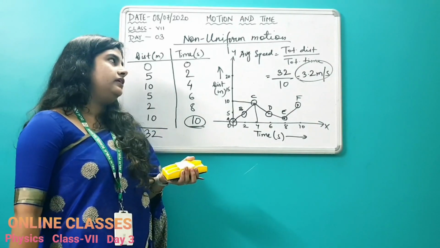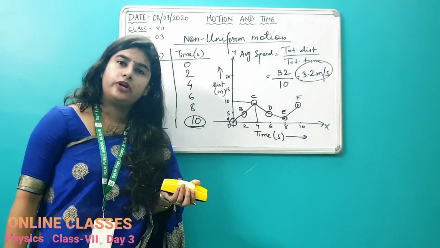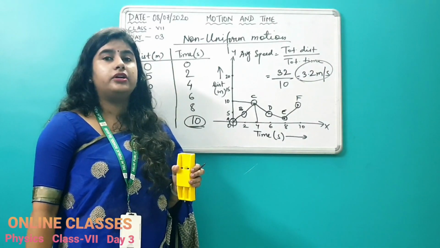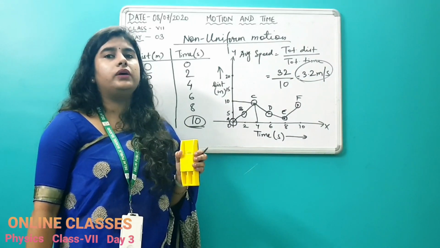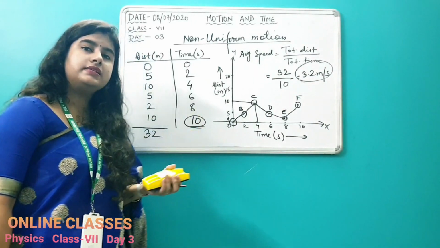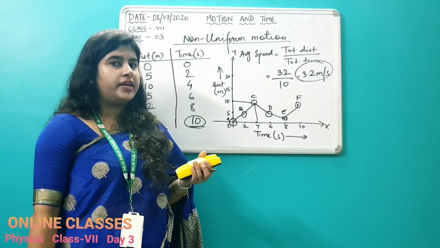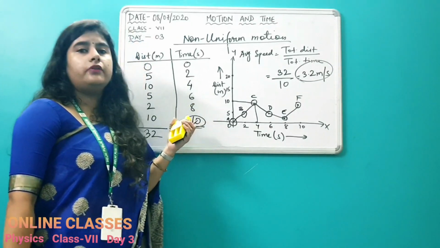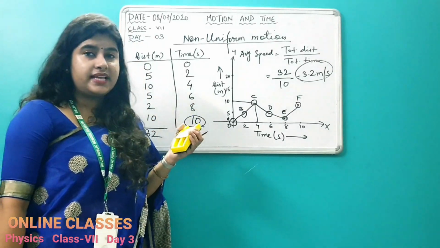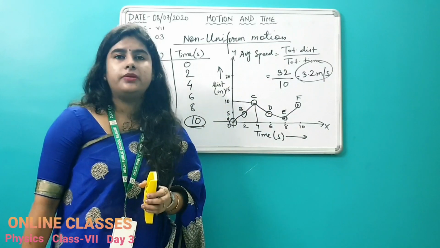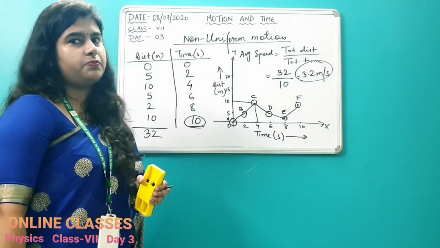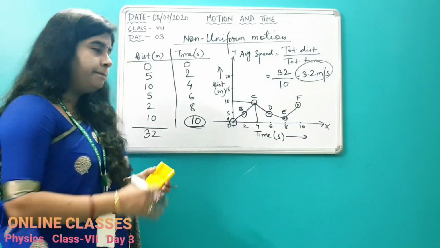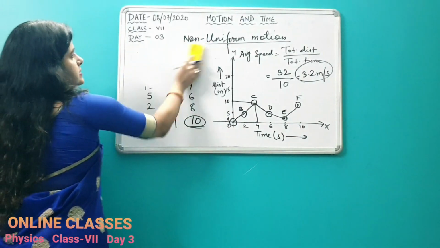So remember that for uniform motion, a body covers equal distance in equal intervals of time. In non-uniform motion, a body covers unequal distance in equal intervals of time. The distance time graph for uniform motion is a straight line. For non-uniform motion, it is not a straight line. Speed of the body for uniform motion remains the same throughout the journey. For non-uniform motion, speed does not remain the same. We can find out the average speed of the journey in case of non-uniform motion. Is it okay? One more thing I would like to discuss.